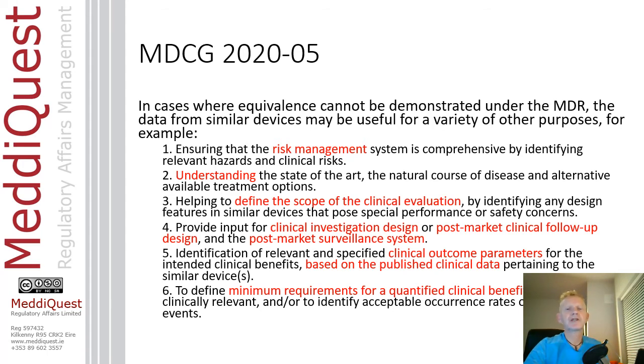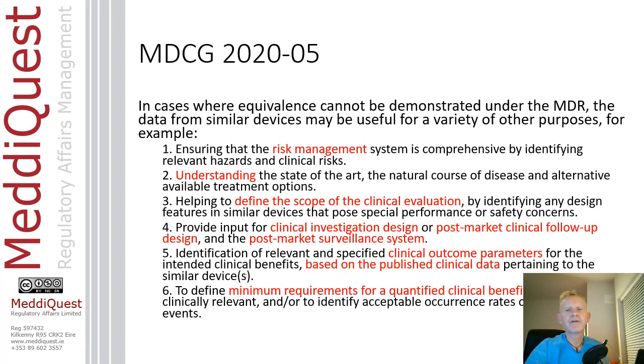And our similar devices can also help us with working out what our clinical outcome parameters need to be. What do we want to get out of a clinical investigation? What do we need to get out to show something different, something that hasn't been shown before? What are we trying to do differently with our product? And lastly, they can help define what are the minimum requirements for a quantified clinical benefit.